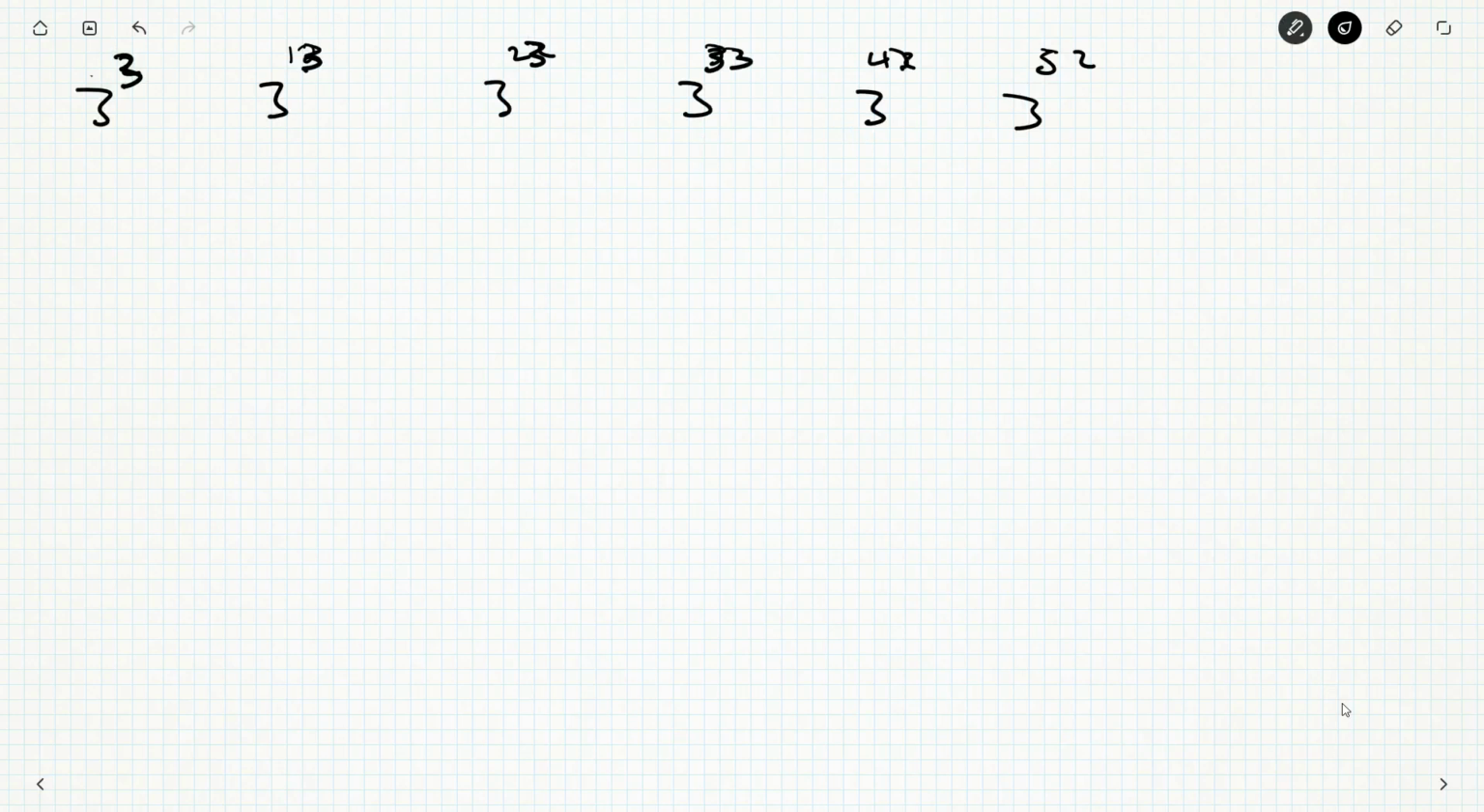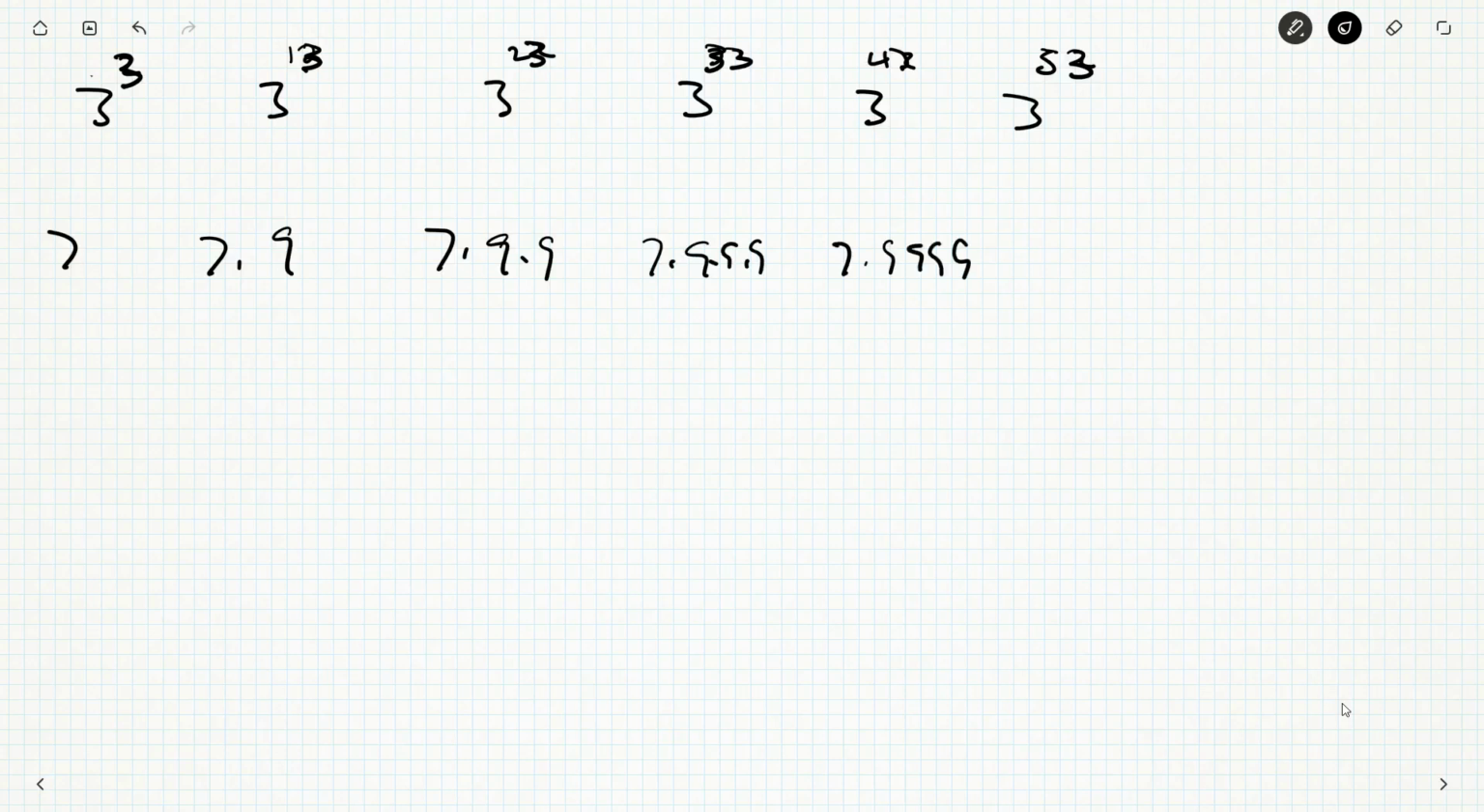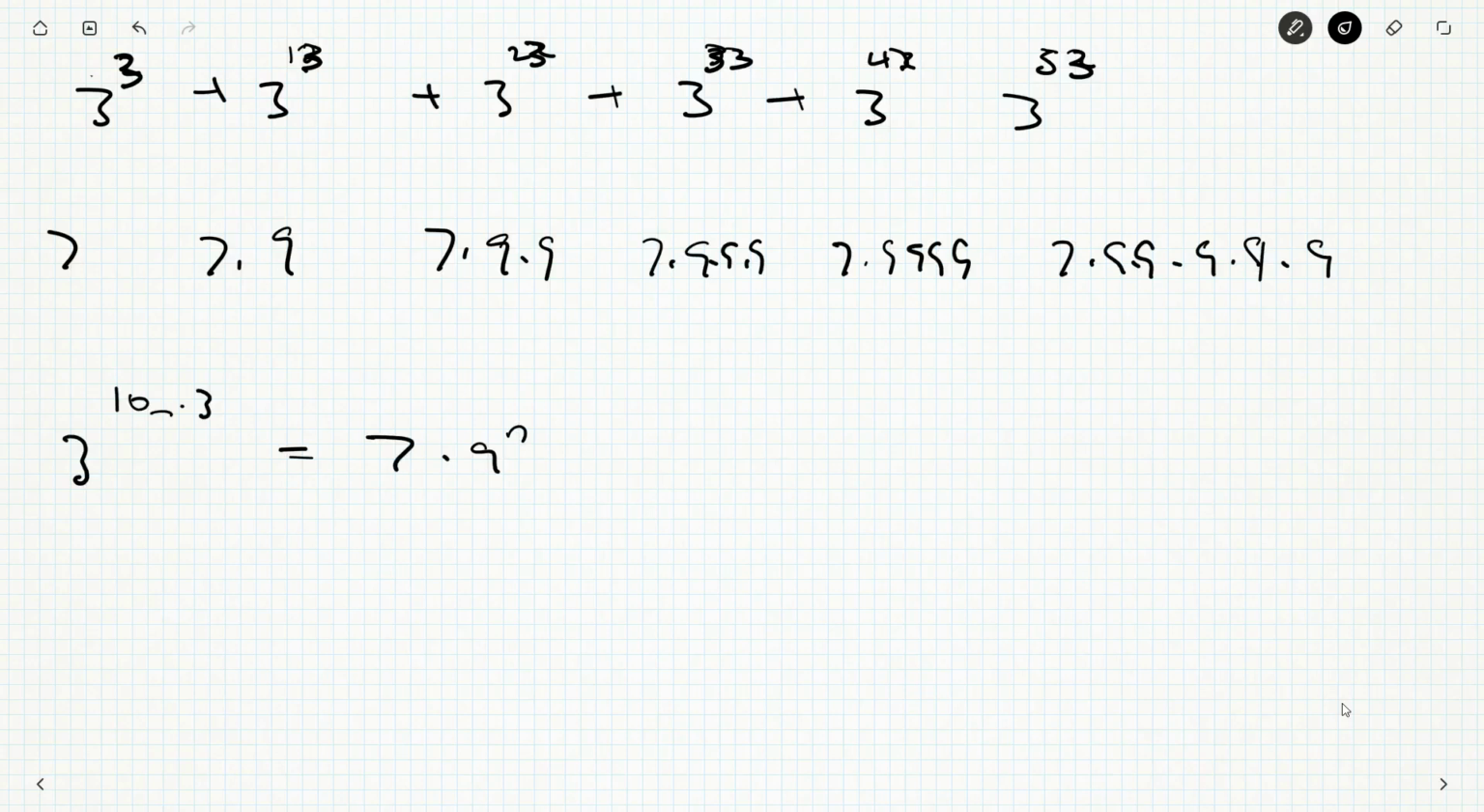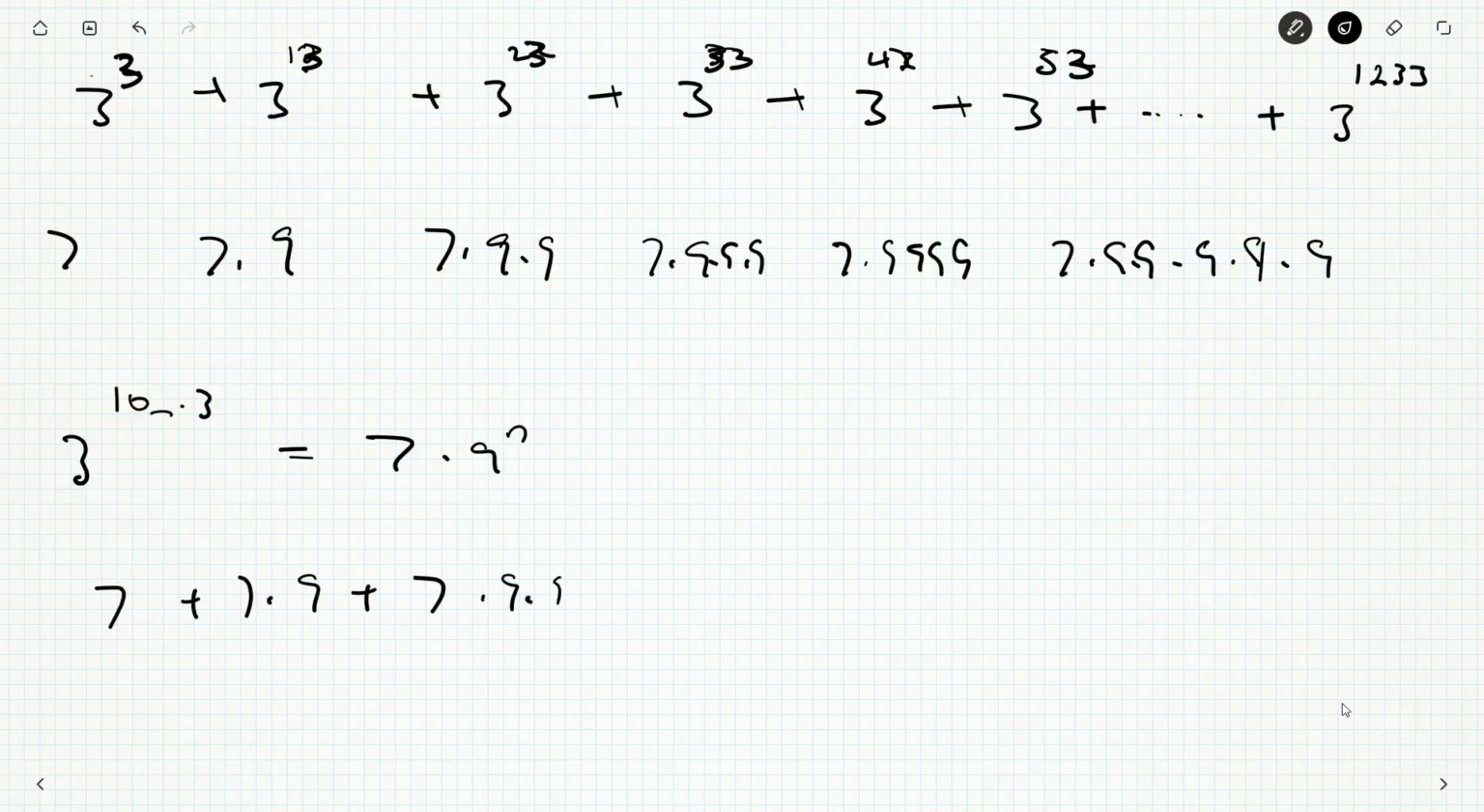So, 3 to the 3, 3 to the 13, 3 to the 23, 3 to the 33, 3 to the 43, 3 to the 53. Okay, so this is 7. This is 7 times 3 to the 10, which is 9. This is 7 times 9 times 9. This is 7 times 9 times 9 times 9. 7 times, and then we're going to have 4 9s. So 3 to the 10n times 3 is 7 times 9 to the n. So if I wanted to add up the changes that are just coming from the 3s, and how many of them will there be? Well, that'll be all the way up to 3 to the 1233, which will be 7 plus 7 times 9 plus 7 times 9 times 9, all the way up to 7 times 9 to the 123.